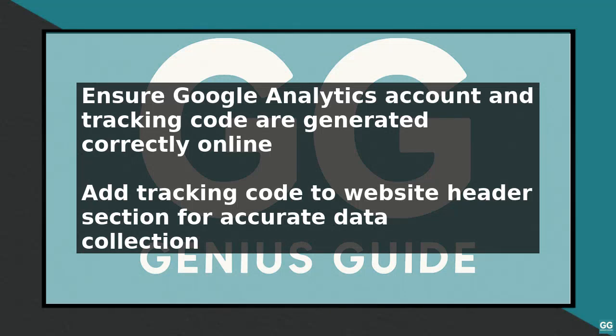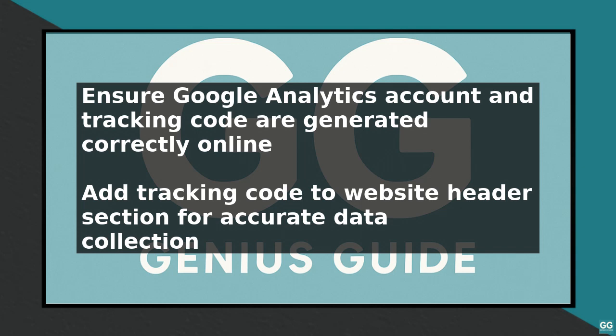To validate Google Analytics tracking code, follow these steps. First, ensure you have a Google Analytics account and have generated a tracking code for your website. The tracking code is a JavaScript code snippet that you need to add to your website to track user behavior and other analytics data. Start by logging into your Google Analytics account and navigating to the admin section.